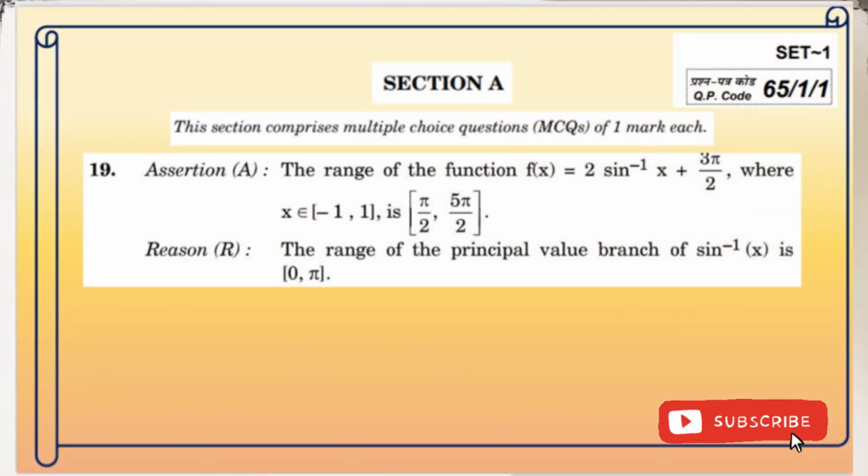Okay, first question is from section A. That consists of 1 mark. This is an assertion reason based question. Hope all of you know the pattern of question paper. It consists of 5 sections, section A, B, C, D and E. A consists of MCQs and assertion reason based questions. There will be 2 assertion reason based questions. Okay, we can discuss the pattern of question paper and also marks in coming videos. So this is a 1 mark question.